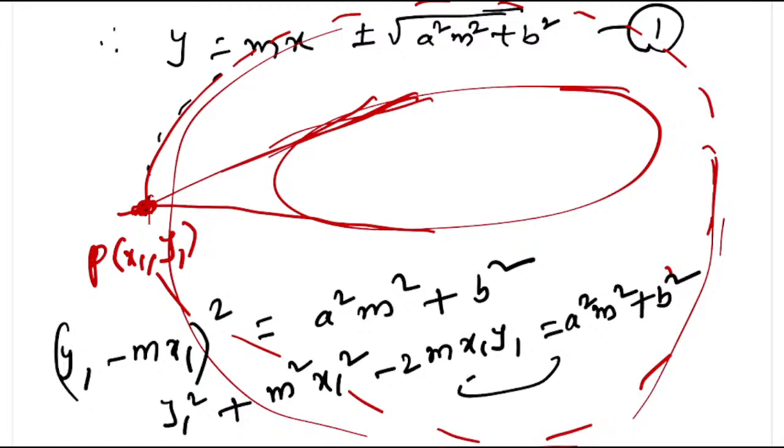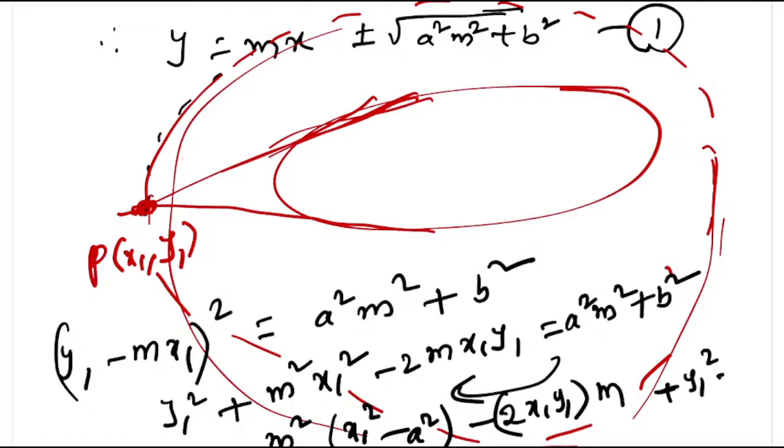Now bring everything to that side. So what you will get is a quadratic in terms of m. m square into x1 square minus a square, minus 2x1 y1 into m, plus y1 square minus b square equal to 0. This is what we call the equation of a pair of tangents.